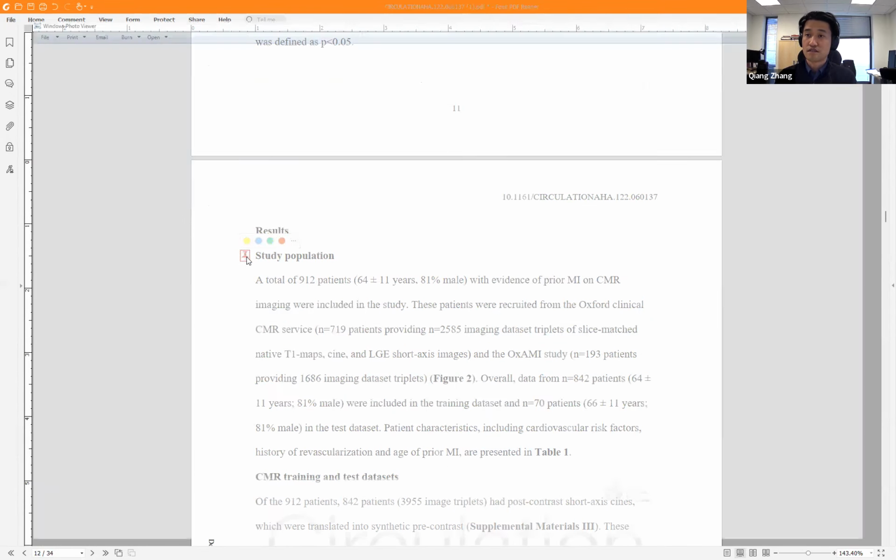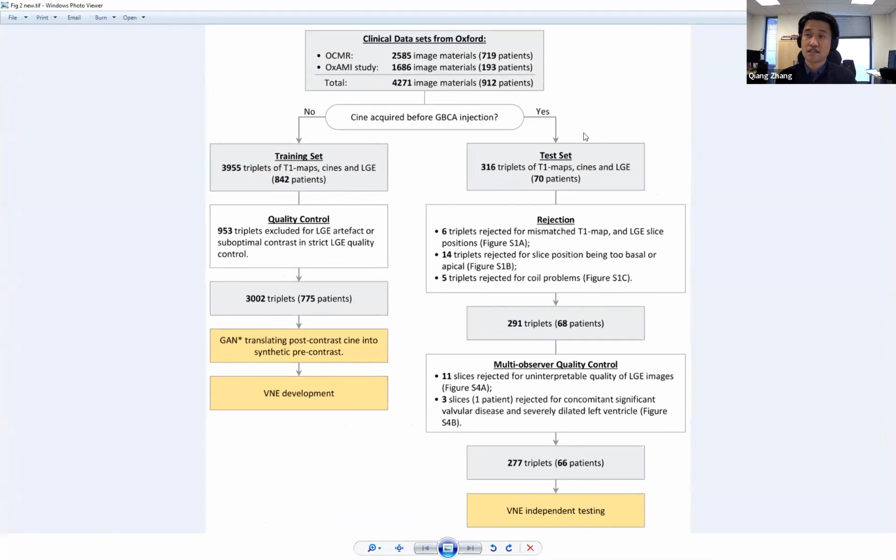So first, in the results of the first study population, we collected patient data sets from 2 groups. The first one is the chronic myocardial infarction patients from the OxAMI clinical list, and the second one is from the Oxford Acute Myocardial Infarction study. We used the 6-month scan after acute myocardial infarction.